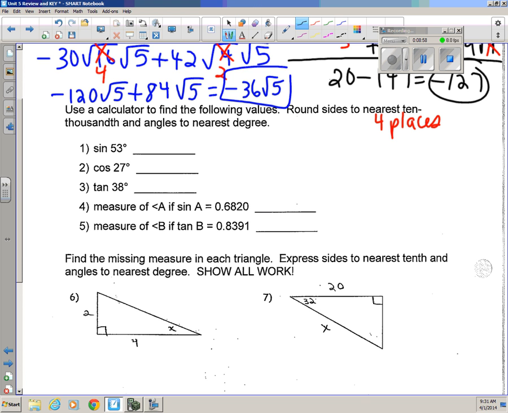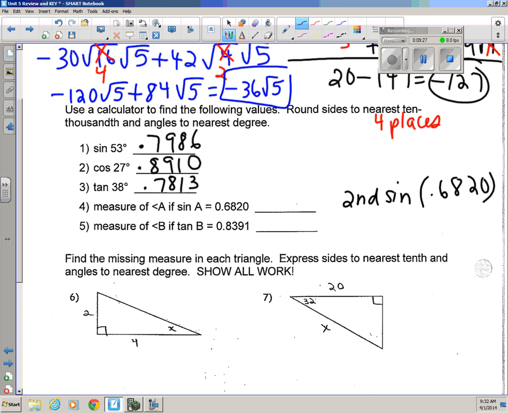Sine 53, type in exactly what you see. You get 0.7986 when rounded appropriately. Cosine 27 in the calculator is 0.8910. Tan 38 is 0.7813. If you're trying to find the measure of an angle, I'm going to type in second sine, and then I'm going to put in, in this case, the decimal. What comes out is going to be 43 degrees. Second tan comes out to be 40 degrees.